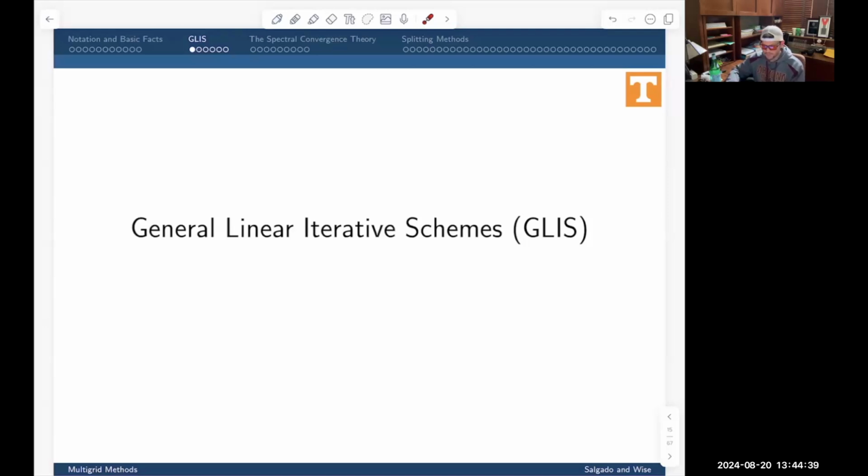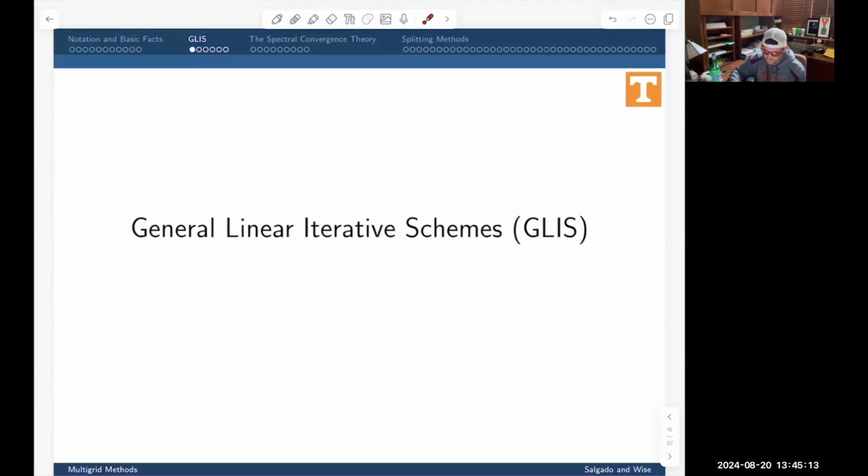I could call them classical iterative schemes, but the reason we use general linear iterative schemes is there are other iterative schemes out there which are kind of classical by now, namely GMRes, conjugate gradient method, steepest descent method. And so this name is just to separate the things we're going to study here from those objects, the Krylov subspace type of iterative schemes.